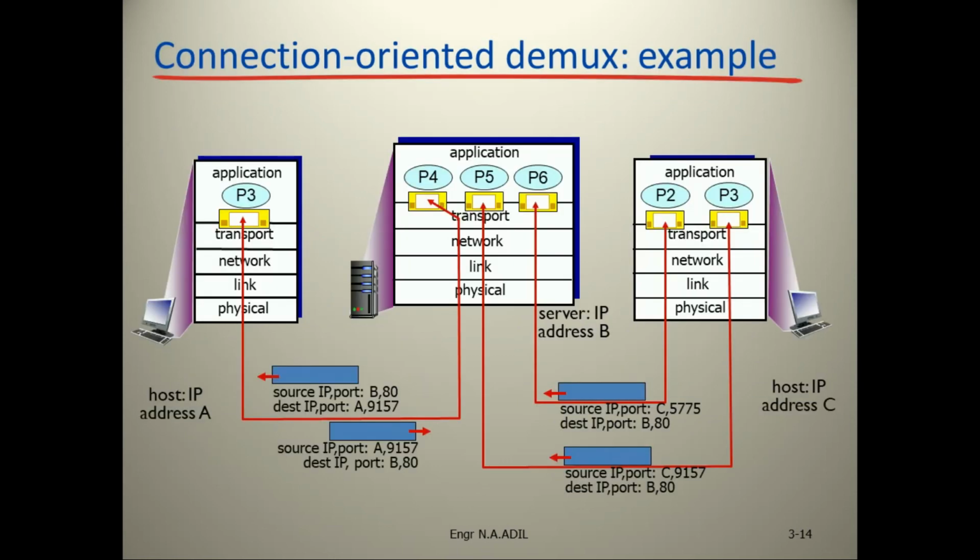So, a connection-oriented demultiplexing example. In the first example, the source IP address is also given, as well as the port number. So B is the source IP and the port is 80. The destination IP is A and the port number is 9157. So, in this example, three segments destined to IP address B, destination port 80, are demultiplexed to different sockets. Threaded server.